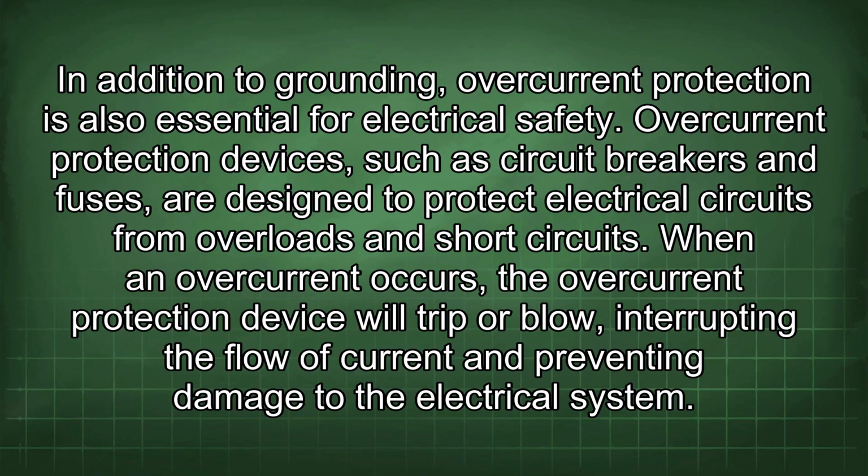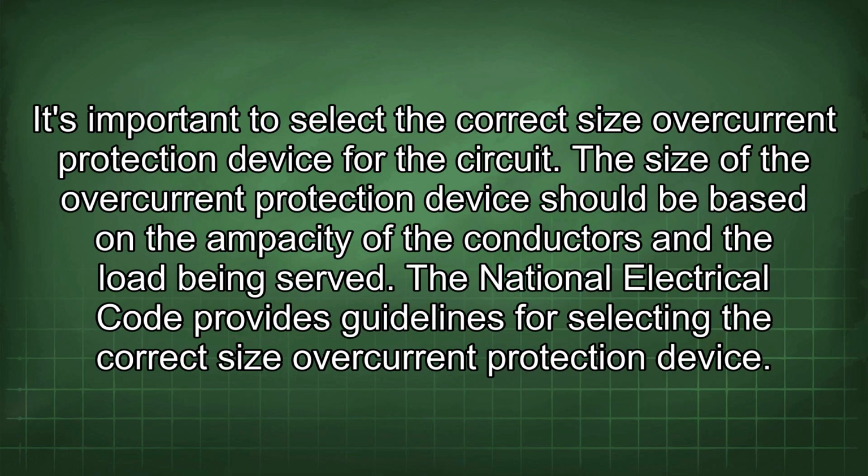When an overcurrent occurs, the overcurrent protection device will trip or blow, interrupting the flow of current and preventing damage to the electrical system. It's important to select the correct size overcurrent protection device for the circuit. The size of the overcurrent protection device should be based on the ampacity of the conductors and the load being served. The National Electrical Code provides guidelines for selecting the correct size overcurrent protection device.